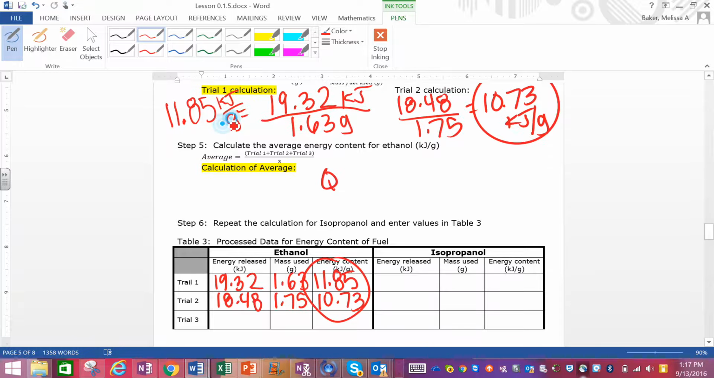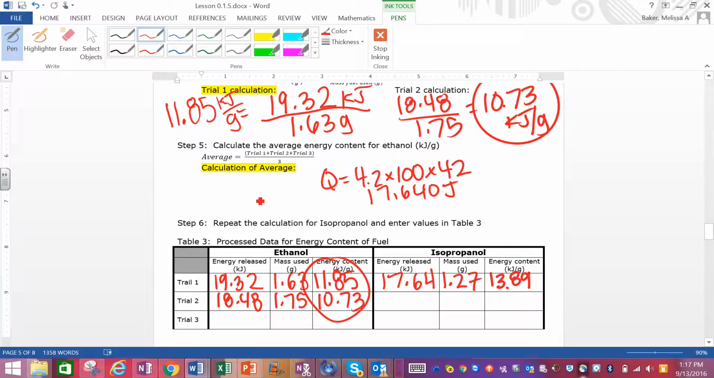So I'm going to do Q equals 4.2 times 100 times the first temperature change was 42 degrees Celsius. So that ends up being 17,640 joules. Divided by 1,000 is 17.64 kilojoules. And the mass used was 1.27. So now I can just do 17.64 divided by 1.27. And I get 13.89.